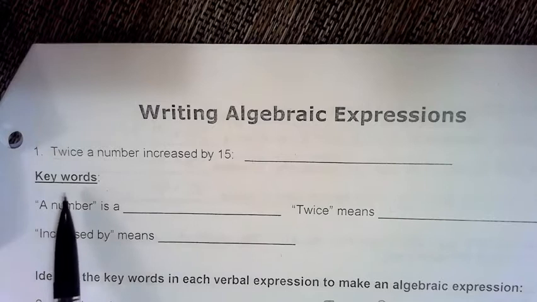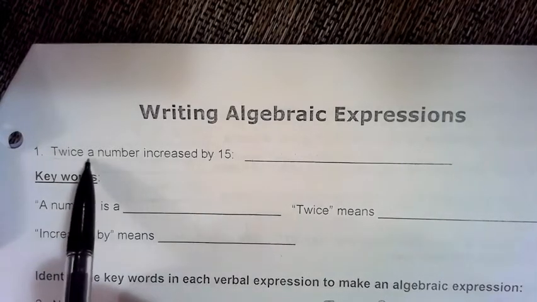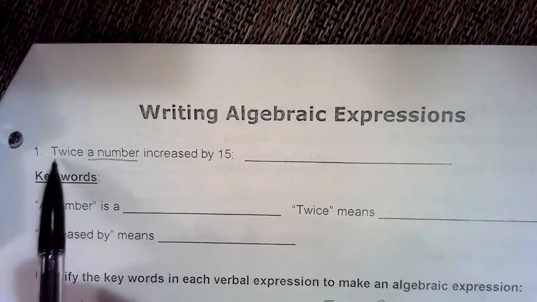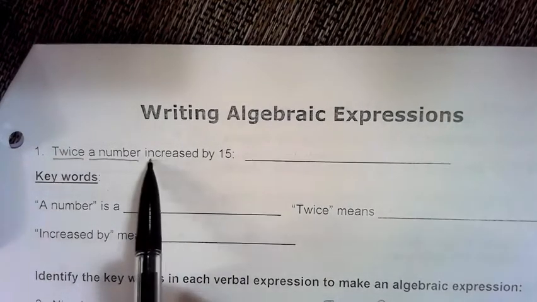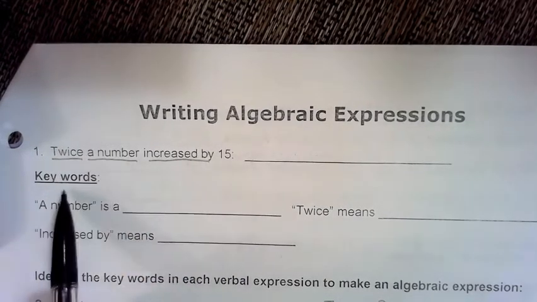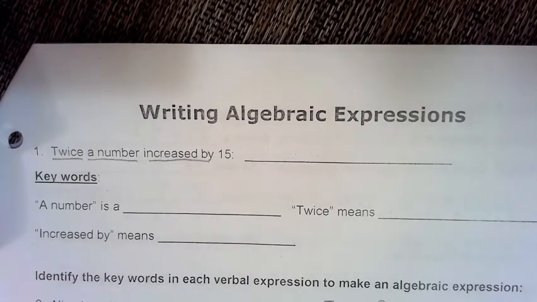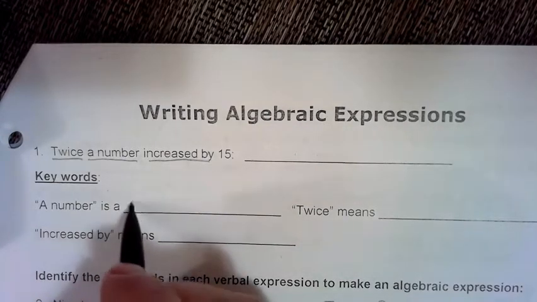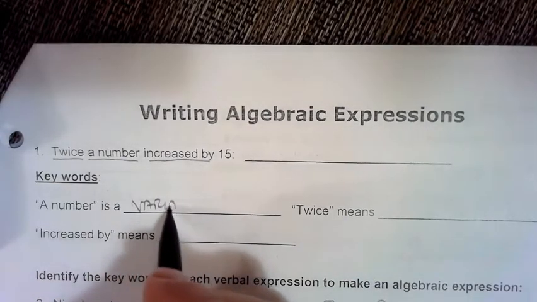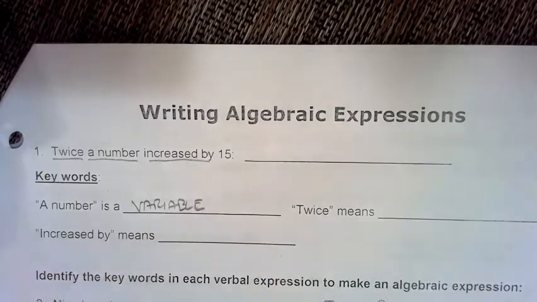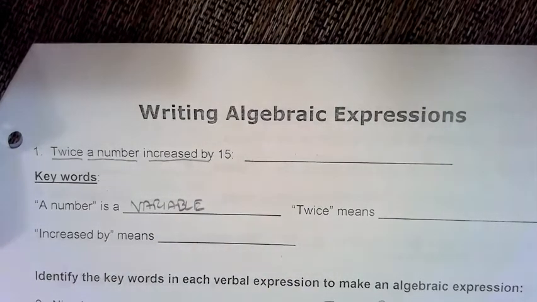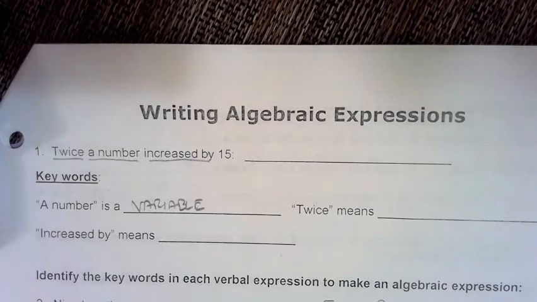The key words in this sentence are a number, twice, and increased by. Let's start with a number. When they say a number, they haven't told us which specific number they're talking about. So when they say a number, I'm going to be using a variable to represent that number. You could use any variable you want unless they specify which variable to use. But for these examples, I'm going to stick with the variable n.